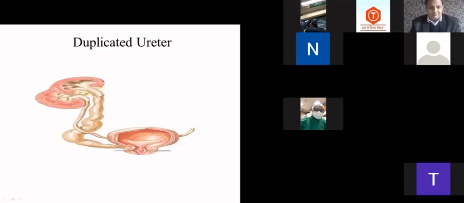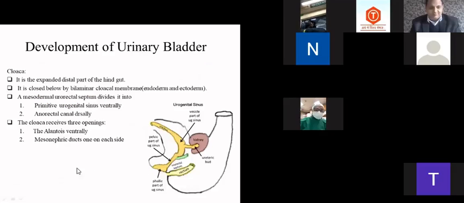Now, this is another anomaly of the ureter. Now coming to the development, we have seen the development of the kidney, which is from the metanephrogenic blastema and from the ureteric bud, which we have already seen. Now coming to the development of the urinary bladder.